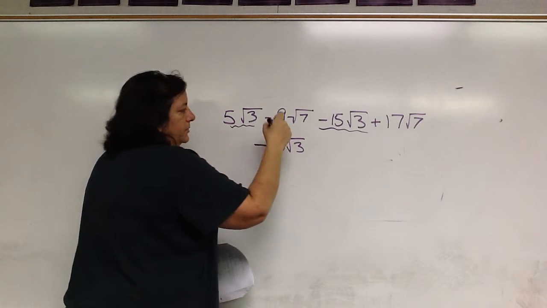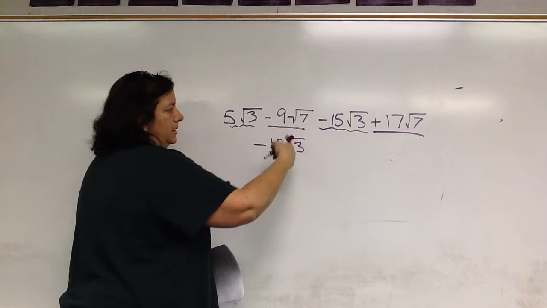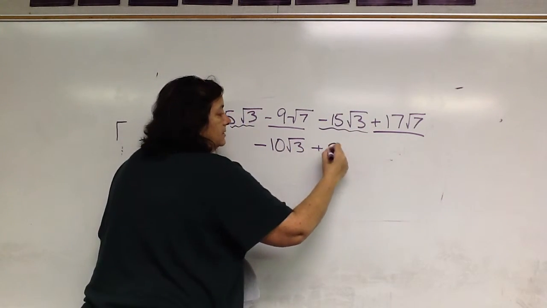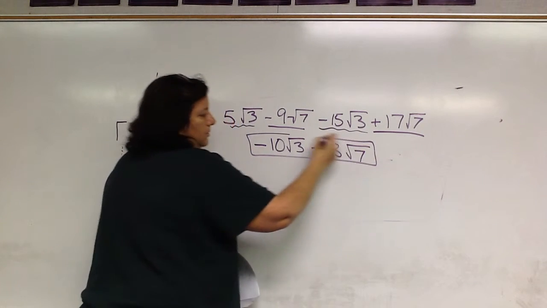I have negative 9 root 7 and 17 root 7. 17 minus 9 is 8. It'll be positive because that 17 was positive. 8 root 7. That is my final answer.